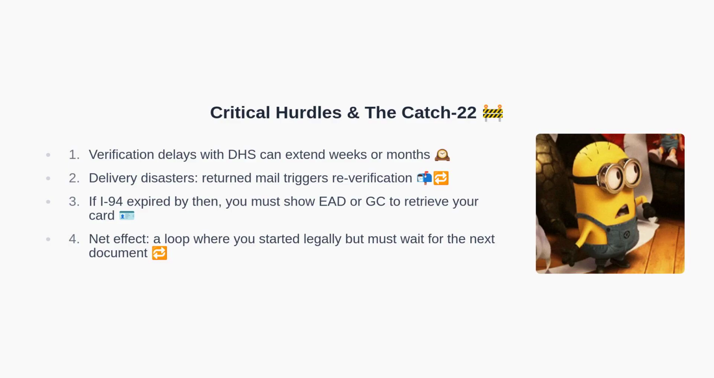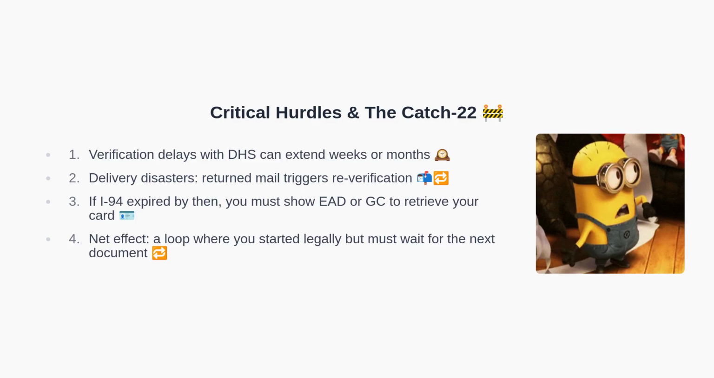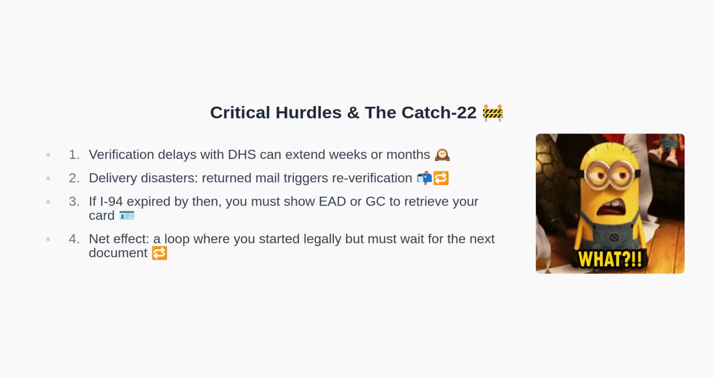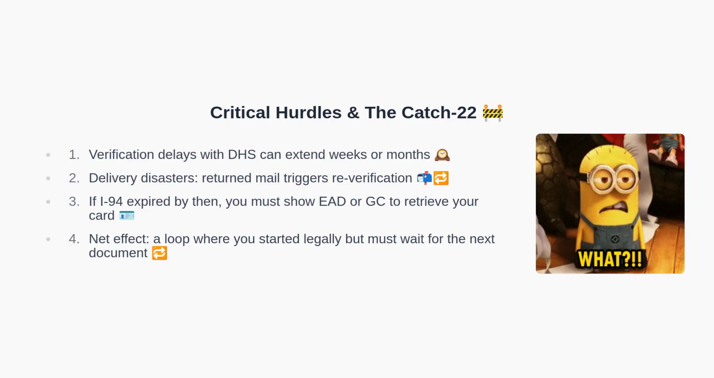Moving on, there are two common hurdles. First, DHS verification delays can stretch for weeks or months. Second, delivery problems can force SSA to treat your case like a new issuance or replacement. If the SSN card was mailed but returned due to a mailbox name mismatch or address issue, SSA must re-verify your current status when you come back. If your I-94 has expired by that time, they will require an EAD or green card to release the card, effectively creating a catch-22 for the applicant.